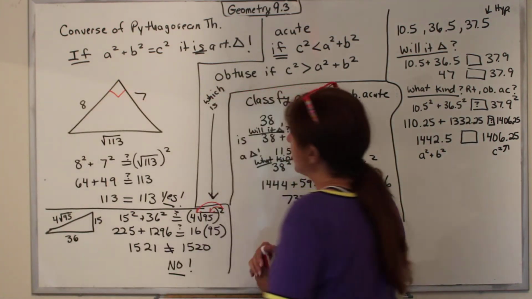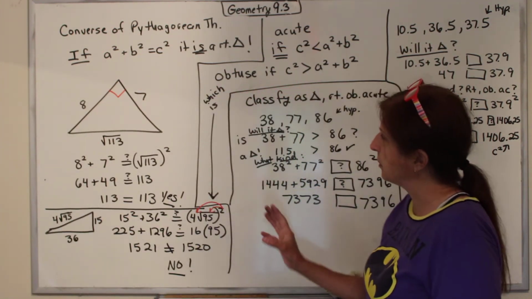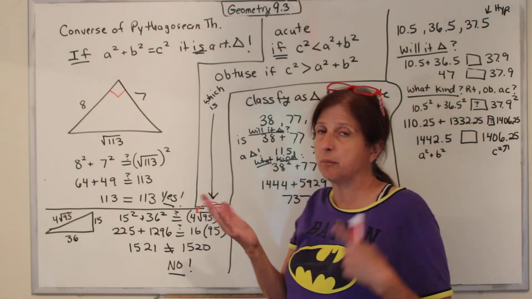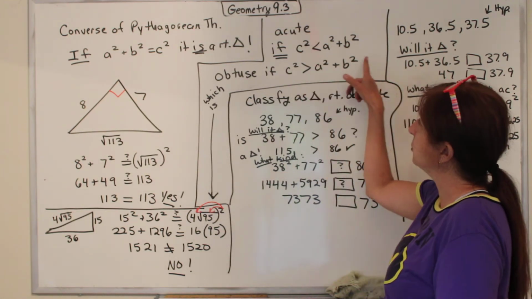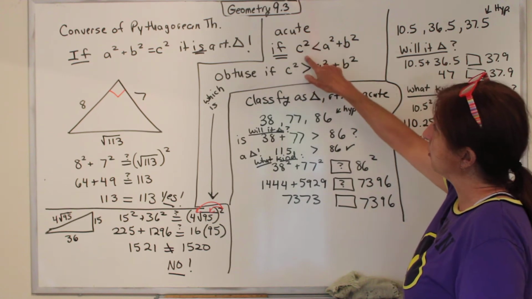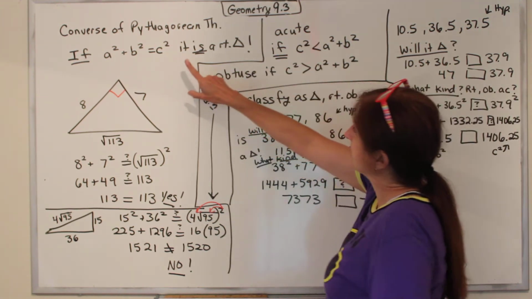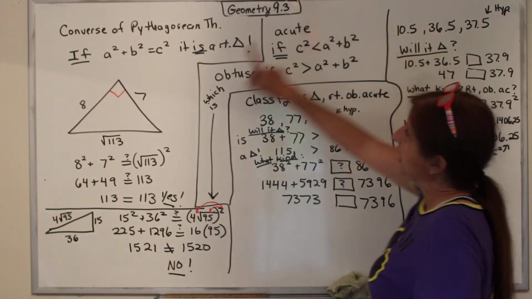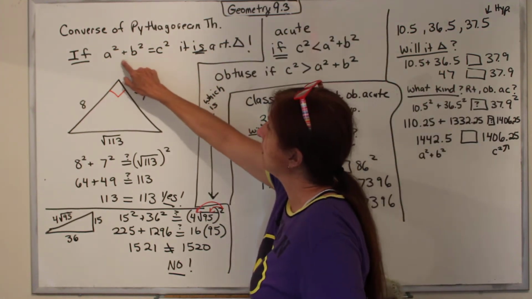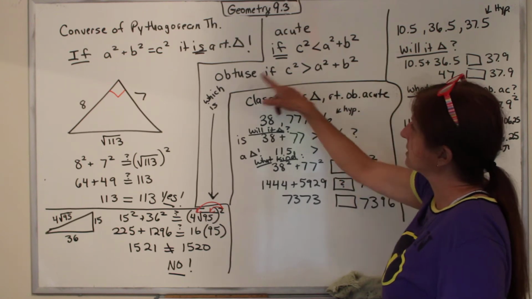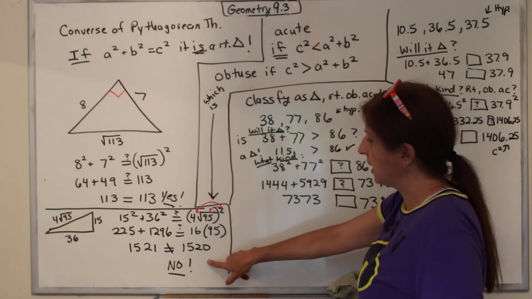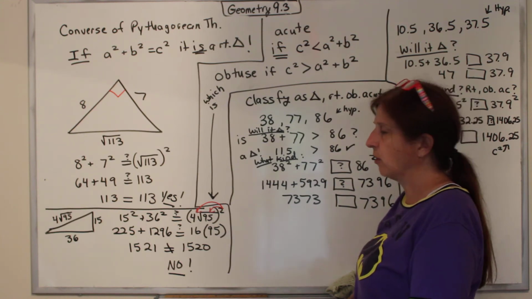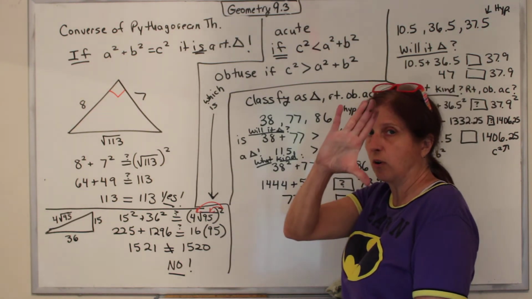Alright, now it turns out that if something is a bad drawing, it's hard to look at it and tell, is it acute or obtuse? And it turns out there's a rule. If the c squared is less than the a squared plus the b squared, it's acute. If the c squared is more than the a squared plus the b squared, it's obtuse. These were not equal. Is it acute or obtuse? Is it sharp or wide?